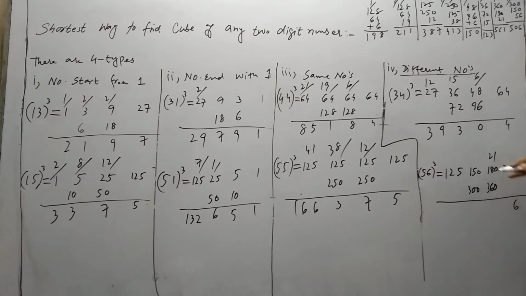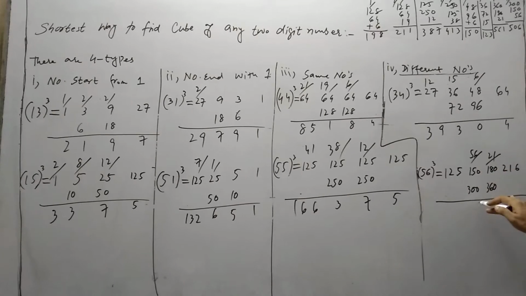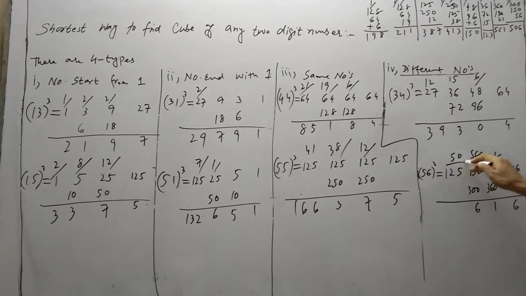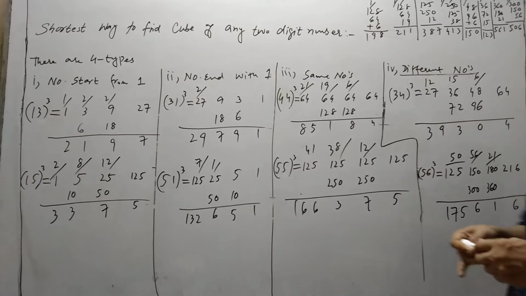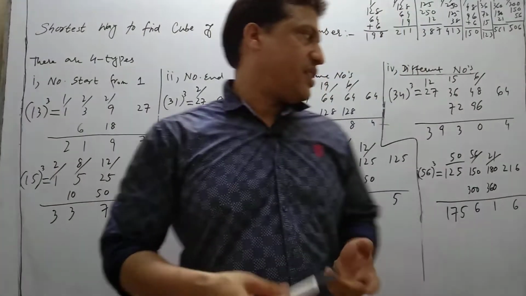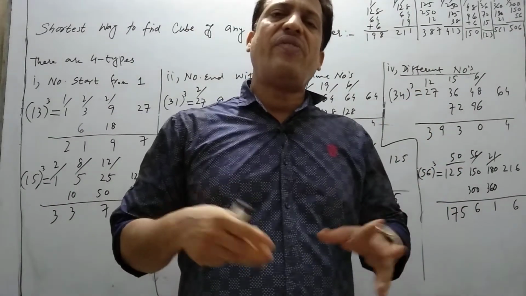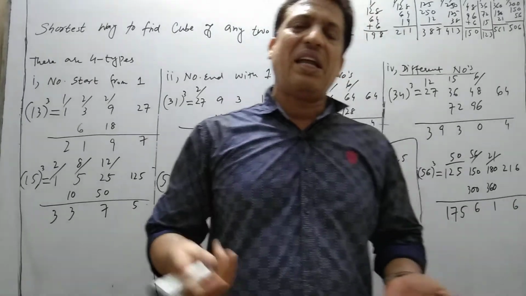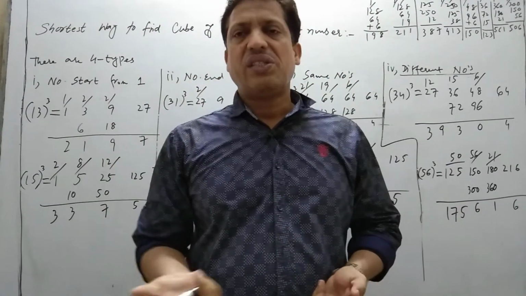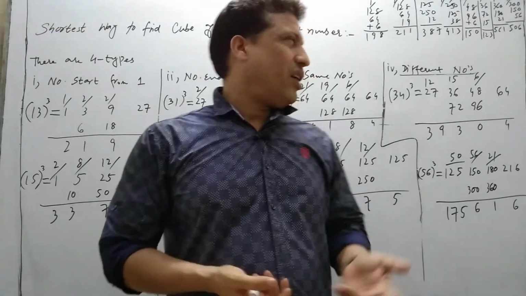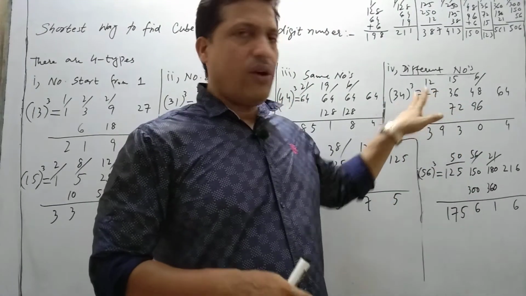So 6, 21 carry. Add 360, 180 and 21, that is 561, so 1, 56 carry. Now 56 plus 300 plus 150 is 506, so 6, 50 carry. 125 plus 50 is 175. So 175616 is the cube of 56. Now you can find the cube of any two-digit number, like 49, 35, 62 or 98, or any other two numbers if you follow this rule.